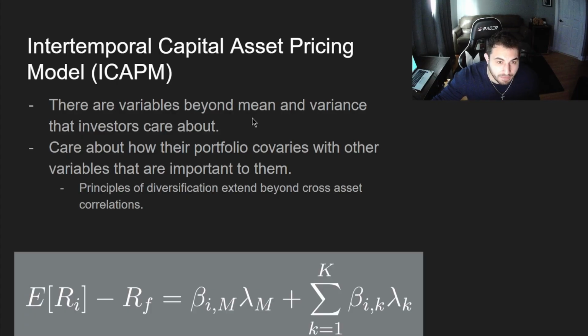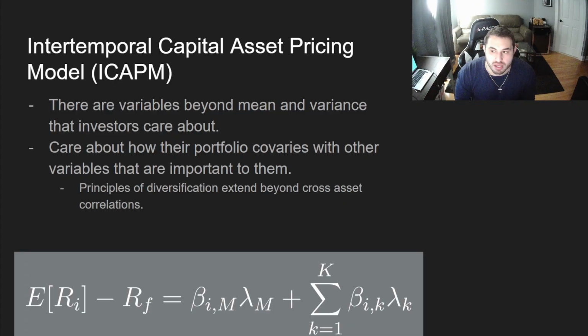So basically, the main takeaway from ICAPM is that there are variables beyond mean and variance that people care about. They care about how their portfolios can vary with other variables like their labor income or their consumption needs or nature of investment opportunities, foreign investor treatment, inflation, recessions.